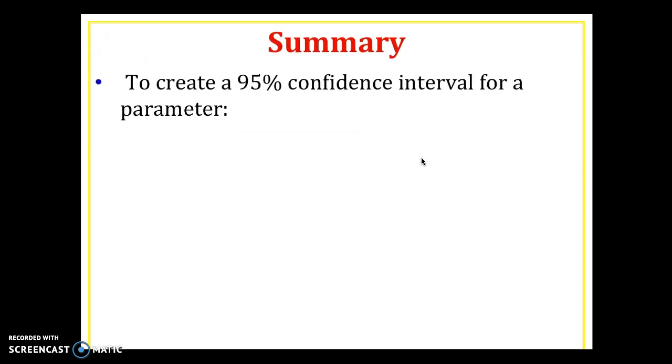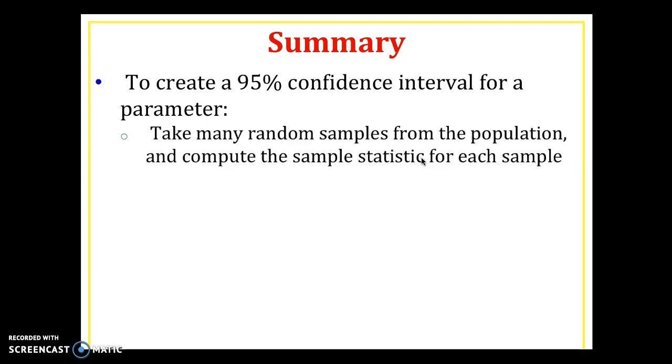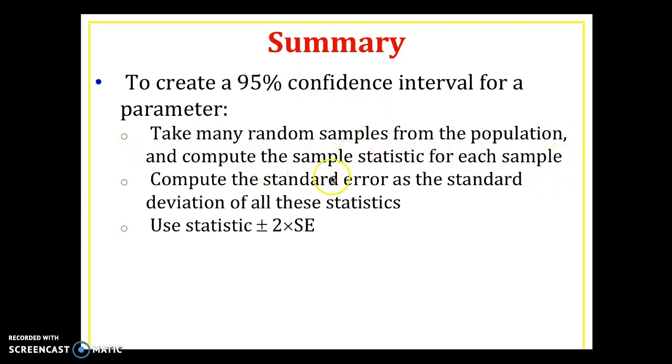Okay, in summary, to create a 98% confidence interval for a parameter, we need to take many random samples from the population and compute the sample statistic for each sample. Then compute the standard error, which is the standard deviation for all of these statistics. The standard error is the standard deviation of the sampling distribution. Then we're going to use the statistic from one sample and subtract 2 times the standard error. 2 times the standard error is the margin of error for the 95% confidence interval.